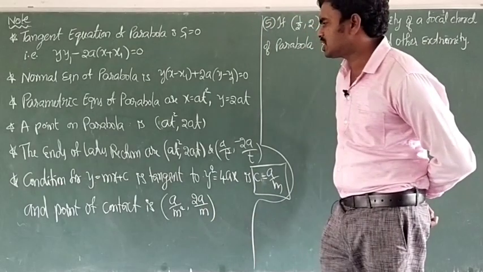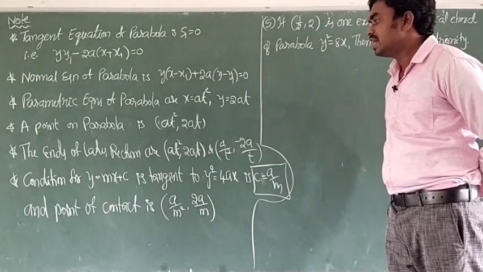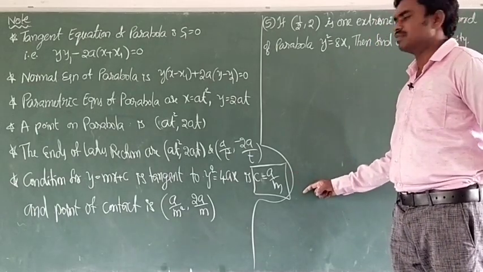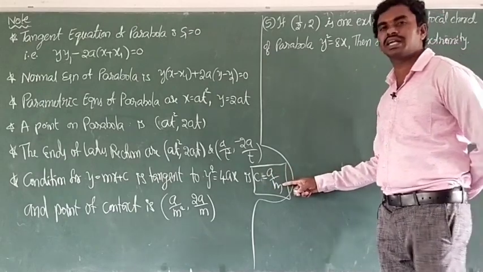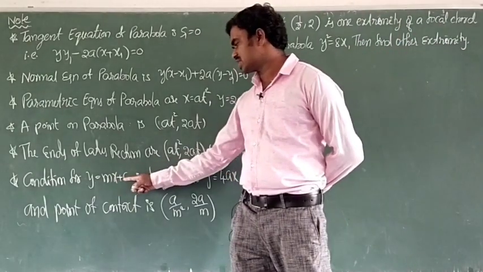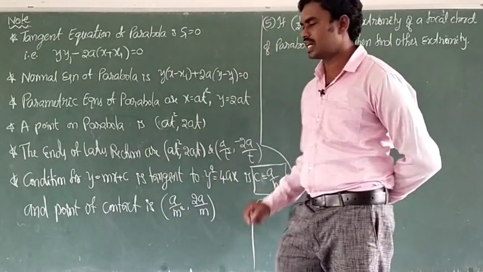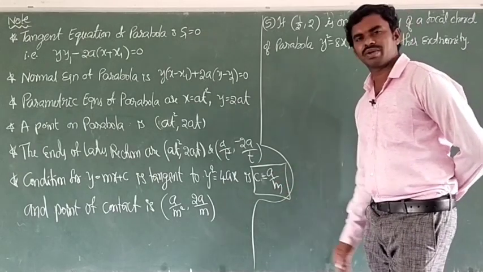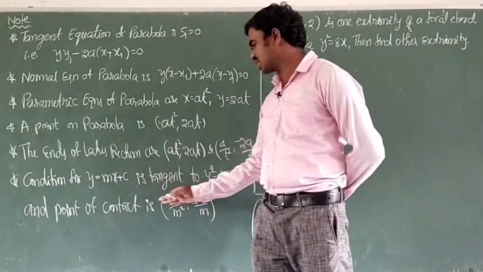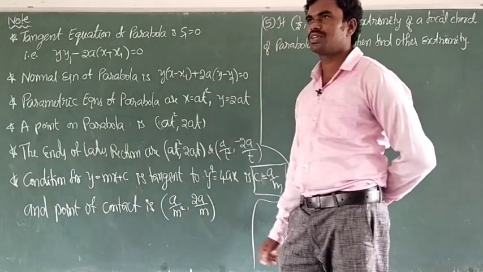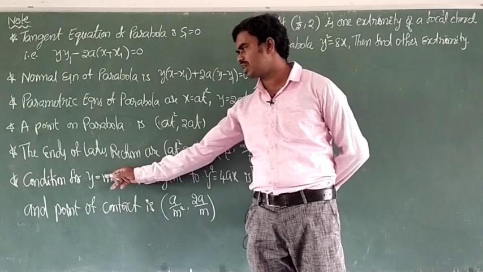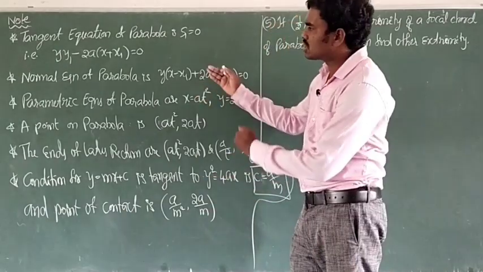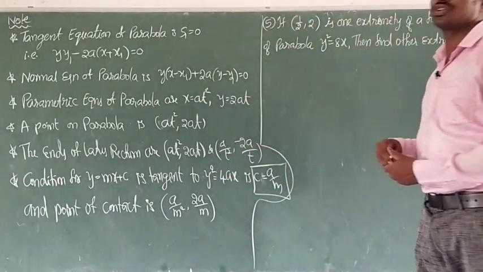Next, last one, the condition for y equal to mx plus c to be tangent to y square equal to 4ax is c equal to a by m. So, c equal to a by m is the condition when y equal to mx plus c is said to be tangent to y square equal to 4ax. This condition is helpful to solve the problems of 2 marks. And the point of contact is a by m square comma 2a by m. Here m is the slope of the line. So, please note down these points and come to the question.